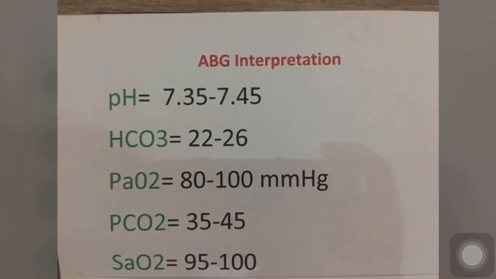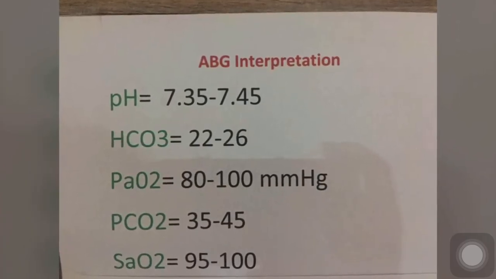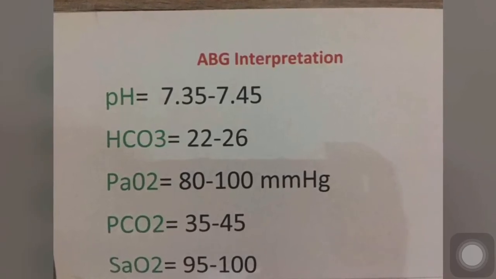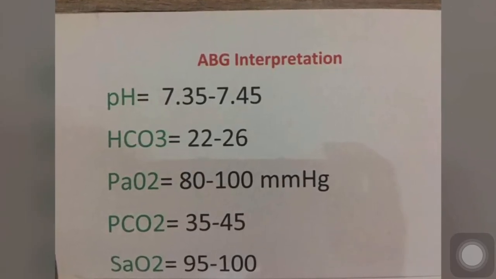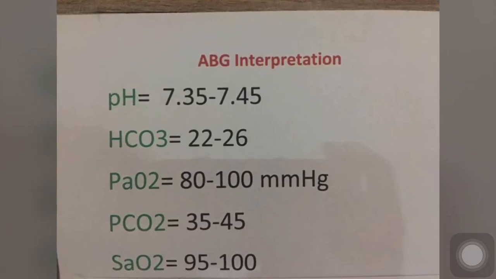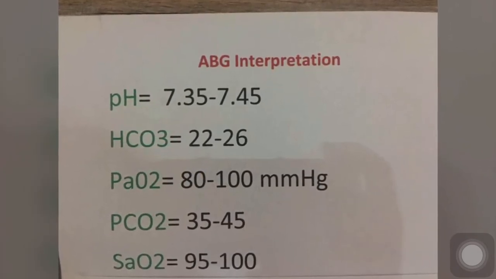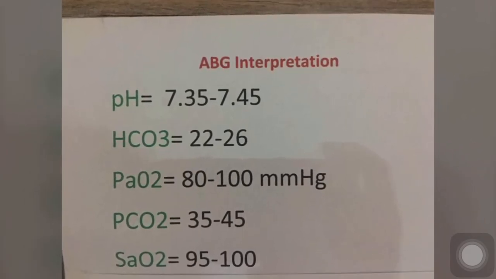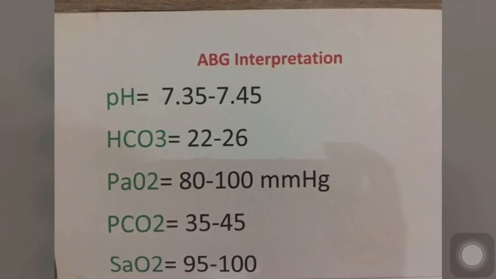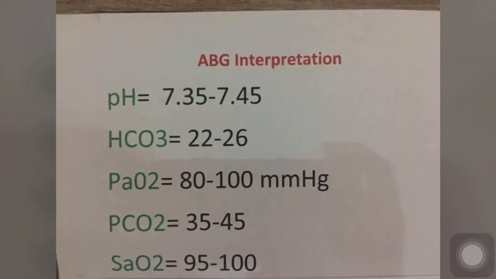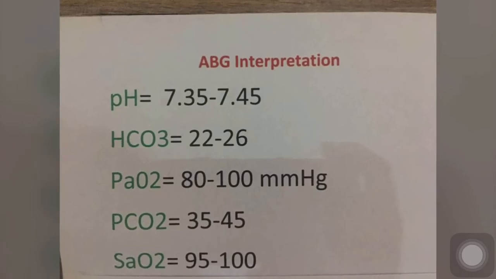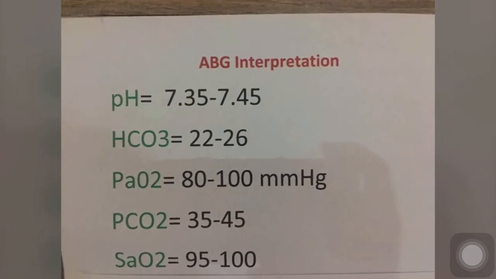Next, how will we interpret whether it is alkalosis or acidosis? Of course, we go back to the pH. If the pH is increased, it is always alkalosis. If the pH is decreased, it is always acidosis. I'll repeat it again: if the pH is increased, it is alkalosis. If the pH is decreased, it is always acidosis.